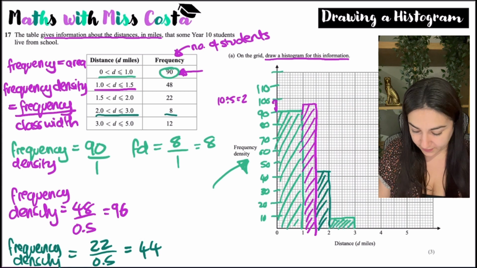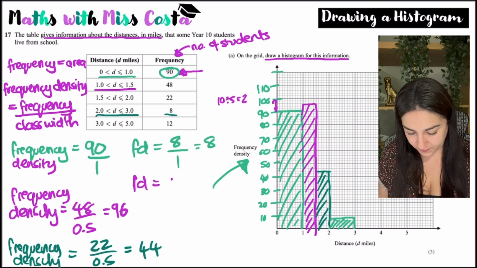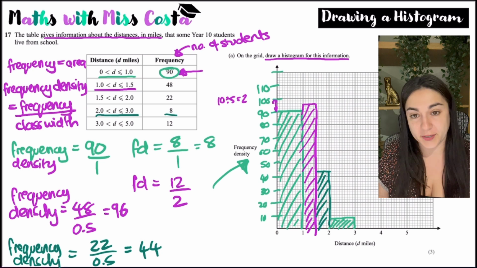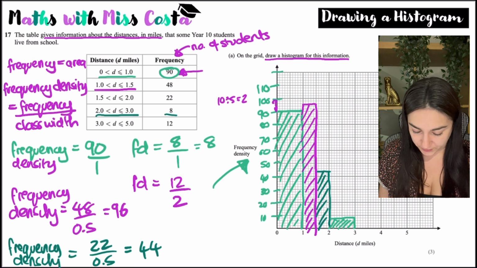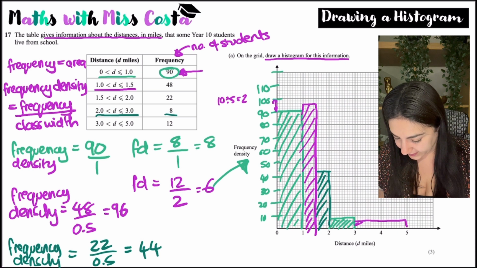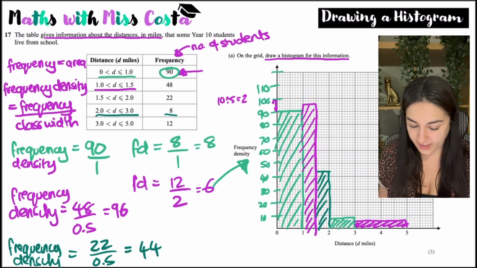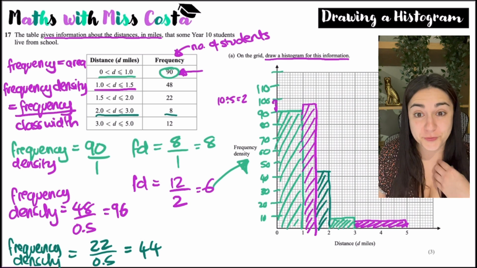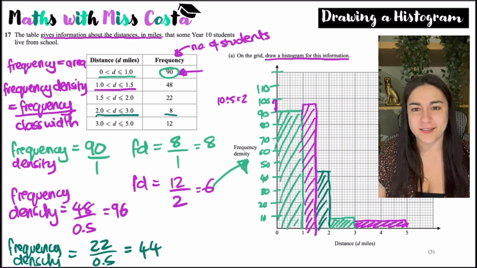Okay. And for the last one, I've got frequency density would be 12 divided by 2 because the class width is 2. 12 divided by 2 is 6. So this one's going to be 2, 4, 6. It's going to look like this. Okay. And that's how I would draw my histogram.